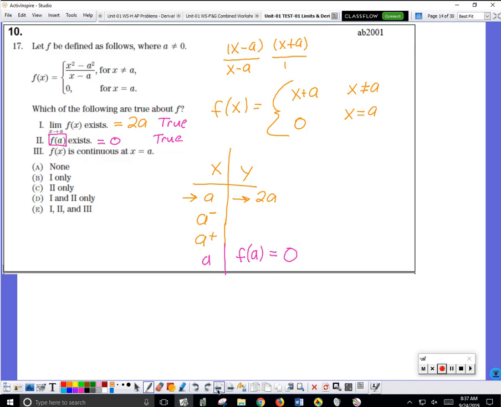So anyway, back to 10. They want to know if f is continuous at x equal a. They don't have a graph to look at. They're not asking me about discontinuities. So the thought that comes to my mind is the definition. I'm checking to see if the limit as x approaches a, left or right, which I've already found, is equal to 2a. The value of the function precisely at a is 0. So there is a removable discontinuity at x equal a. So f is not continuous due to the removable discontinuity.